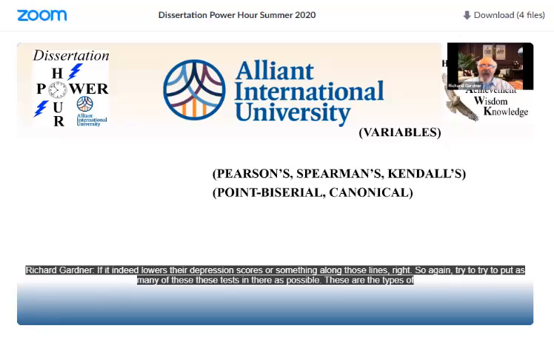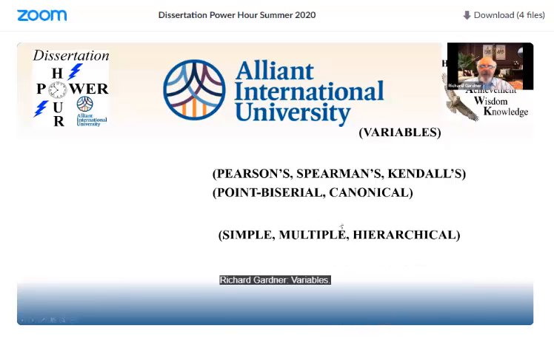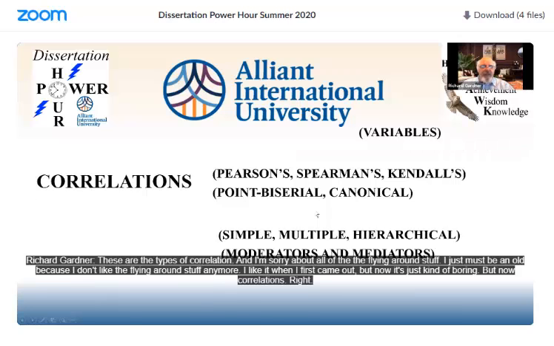These are the types of variables. These are the types of correlation. And I'm sorry about all the flying around stuff. This must be an old one because I don't like the flying around stuff anymore. I liked it when I first came out, but now it's just kind of boring.